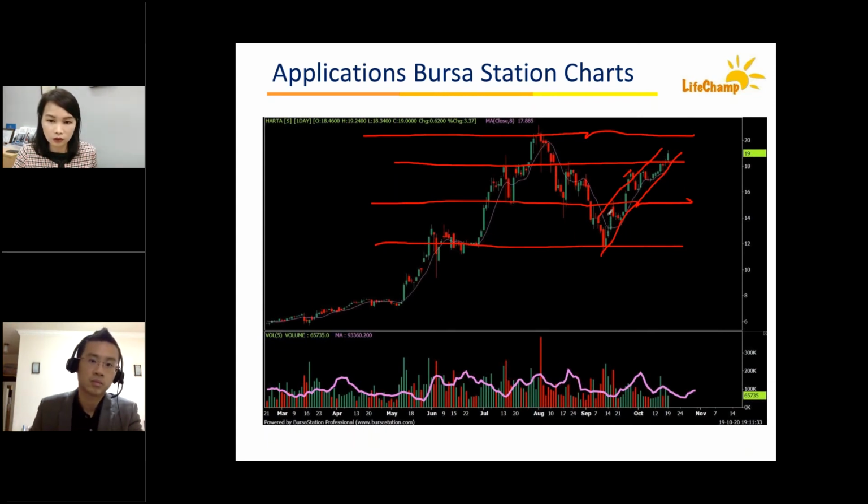Somehow the price action reacts very well to the channel. You see, this is a resistance, then it will not pass the resistance, and it bounces back. So it's moving within that channel. You can also see this as a channel line here.